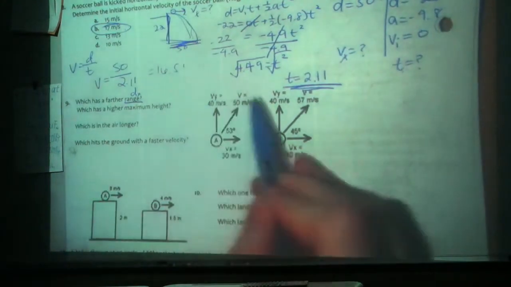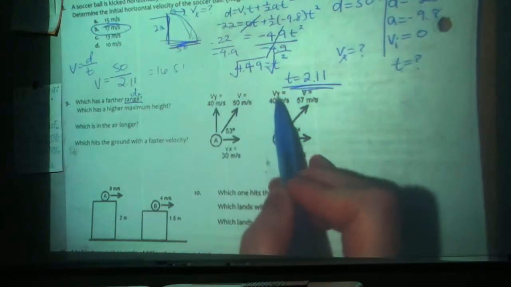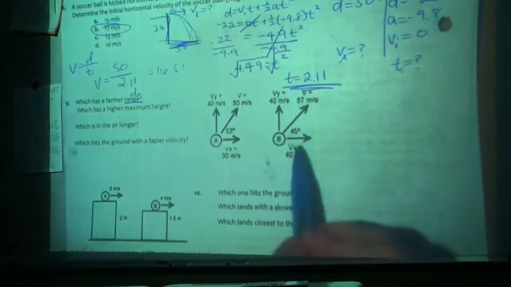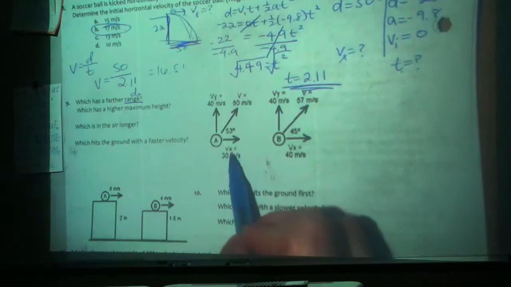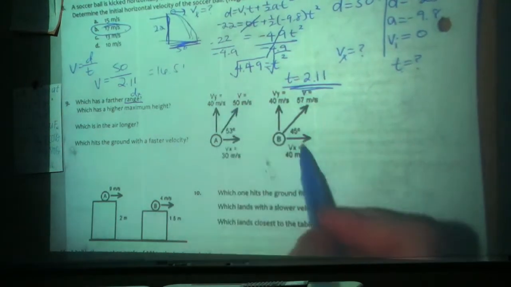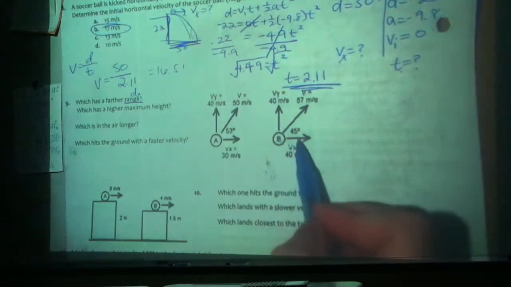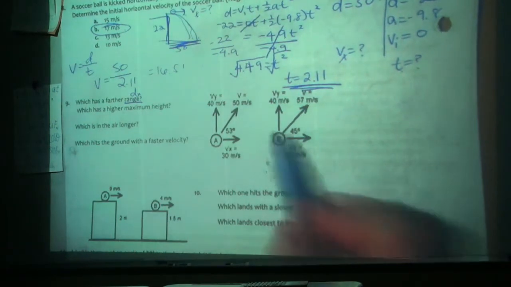So farther range, well, you'll notice that they both have the same y velocity, and then B has a greater x velocity. So if they have the same y, and this one has a greater x velocity, then this one's going to go faster, or not fast, well, yes, faster, but also farther in the x direction, so B.